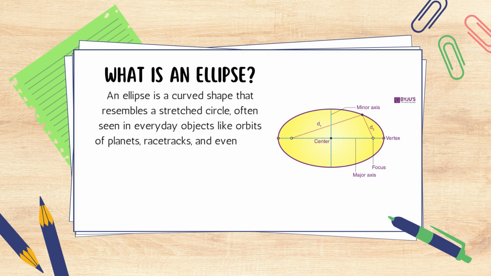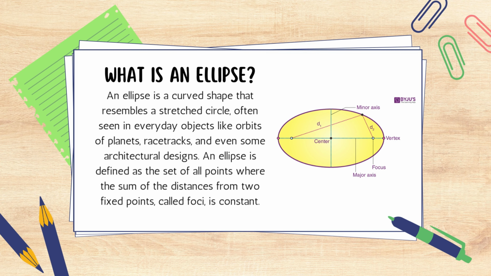Introduction to ellipse. An ellipse is a curved shape that resembles a stretched circle, often seen in everyday objects like orbits of planets, racetracks, and even some agricultural design. An ellipse is defined as the set of all points where the sum of the distances from two fixed points called foci is constant.